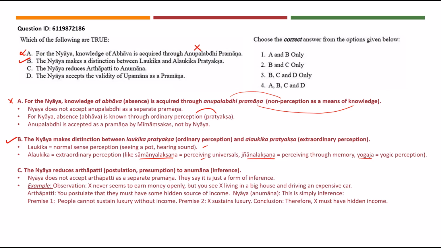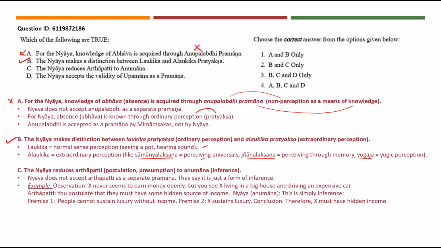Reducing presumption to inference means it doesn't recognize it as presumption or postulation. Instead, it says it is just a form of inference. Let's take an example. X never seems to earn money openly, but you see X living in a big house and driving an expensive car. Arthapatti here means you postulate that they must have some hidden source of income. It means somehow they are earning. This is in terms of postulation. But according to Nyaya, this is just inference.